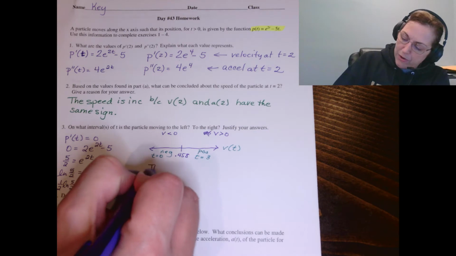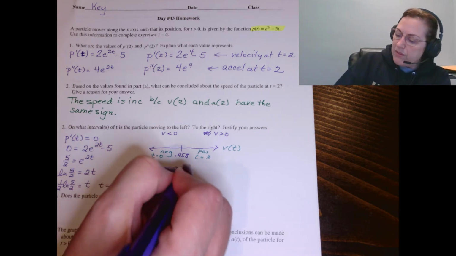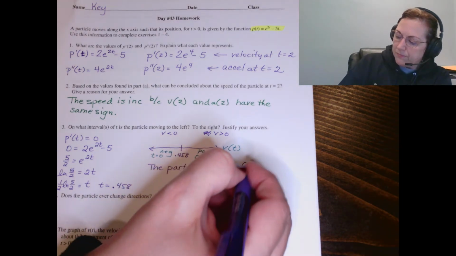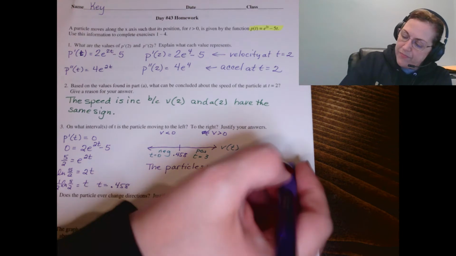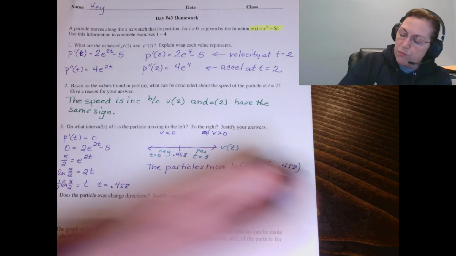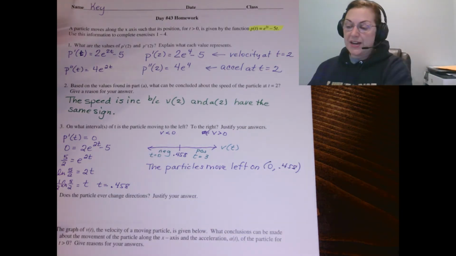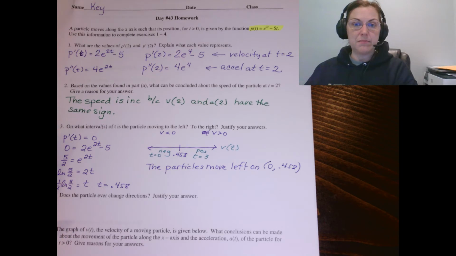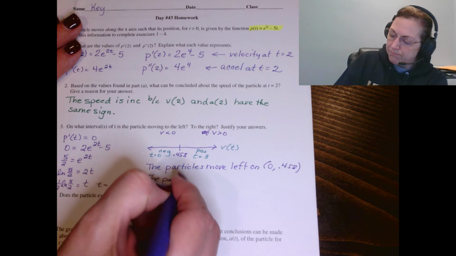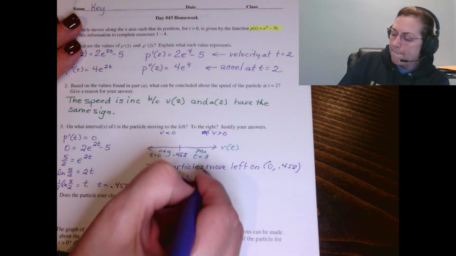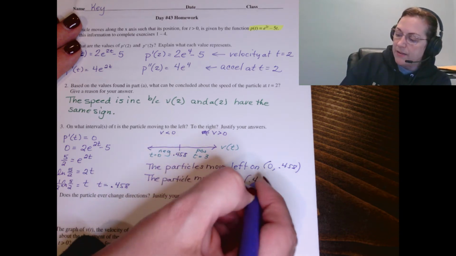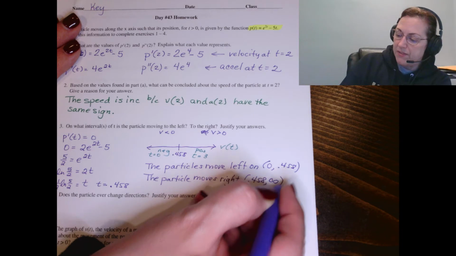So let's see, the particle moves left on the interval 0 to 0.458. Be real careful that you don't say from negative infinity. Why? Because we were given a domain. Then you've got the particle moves right, and that's from 0.458 to positive infinity.